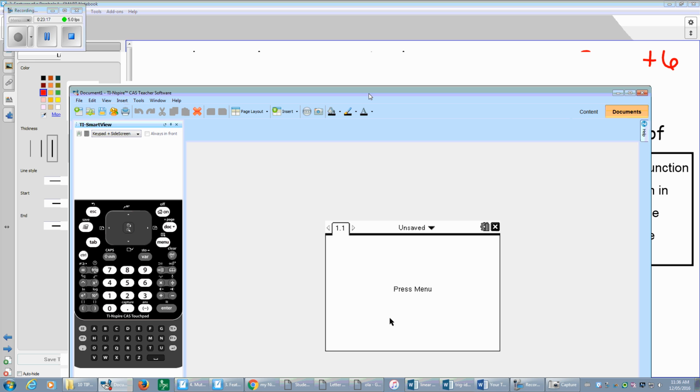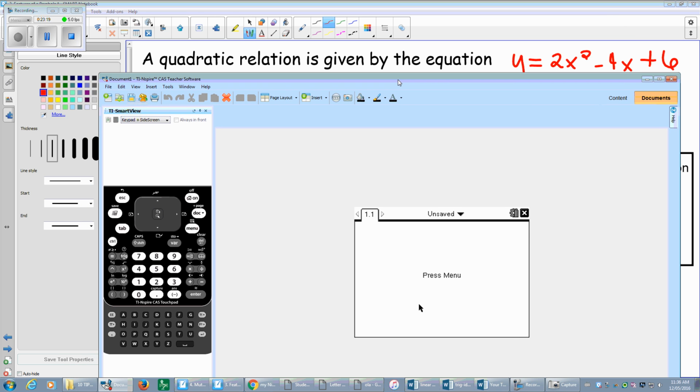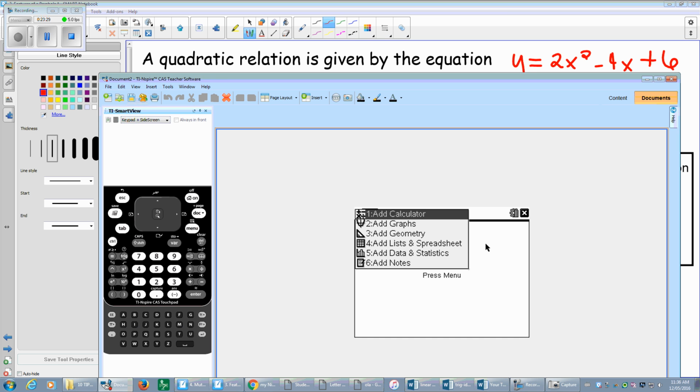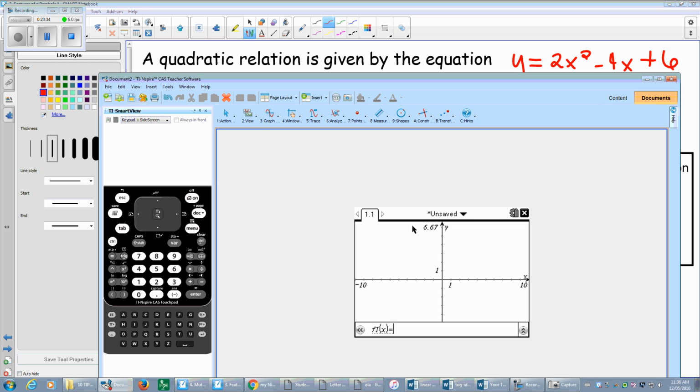Okay, so our first step is we'll turn on our graphing calculator. We have to go to New Documents, and we're going to add a graph. How many of you have this screen on your calculator? Raise your hand. Okay. If you do not have it on your screen and you need help, please raise your hand because I'm going to be moving on to the next step. Are we okay?